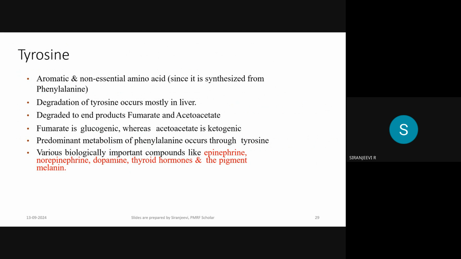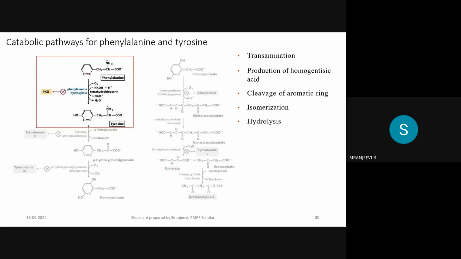The degradation of tyrosine occurs mostly in the liver, and the end products include fumarate, which is why it is called glucogenic, and acetoacetate, which makes it a ketogenic amino acid. The predominant phenylalanine metabolism occurs through tyrosine, which can synthesize epinephrine, norepinephrine, dopamine, thyroid hormones, and the pigment melanin. We have seen the first reaction, where phenylalanine is converted to tyrosine by phenylalanine hydroxylase and tetrahydrobiopterin.